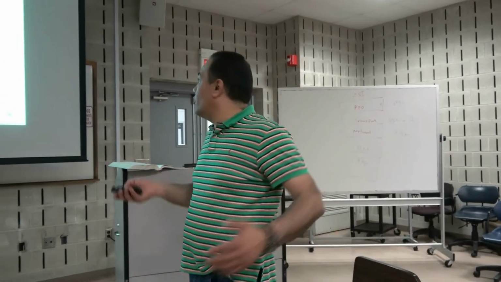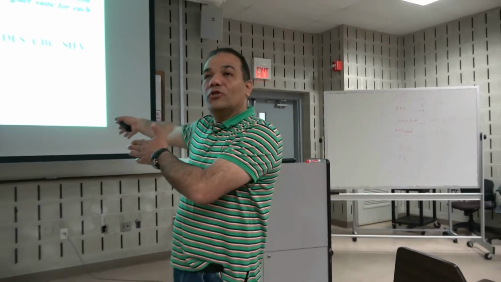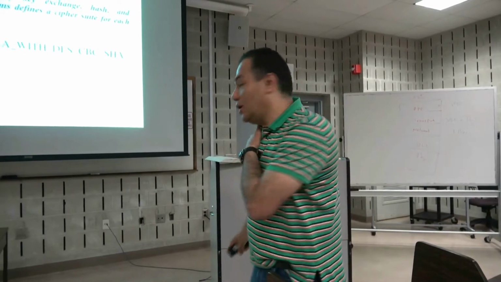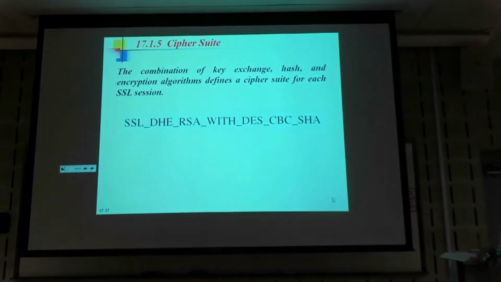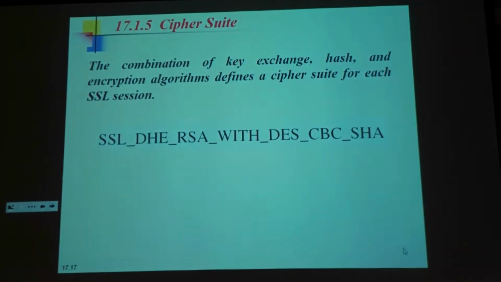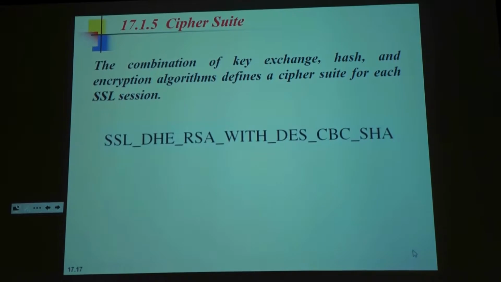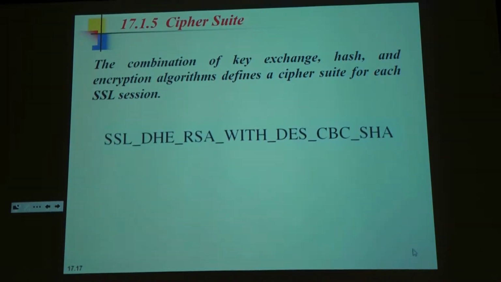Both parties, the sender and receiver, have to agree on this suite, because if you hash with SHA at the sender, you have to do it again with SHA at the receiver. Each suite starts with the term SSL followed by the key exchange algorithm. What is a key exchange algorithm? The word "with" separates the key exchange algorithm from the encryption and the hash algorithm, as you see there.